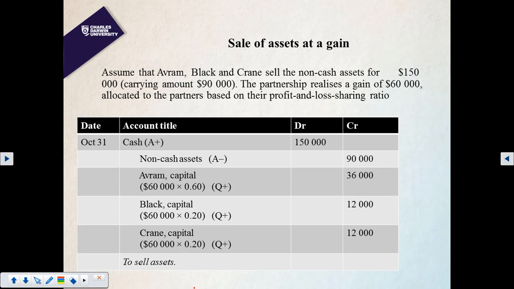Assume that Abram, Black and Krantz sell their non-cash assets for $150,000. The carrying amount is $90,000. The partnership realized a gain of $60,000, allocated to the partners based on their profit and loss sharing ratio. So we have cash of $150,000, we are selling assets of $90,000, so the $60,000 is gain, right? And that is going to be distributed to Abram, Black and Krantz, 60, 20, 20. So their capital is increasing now.